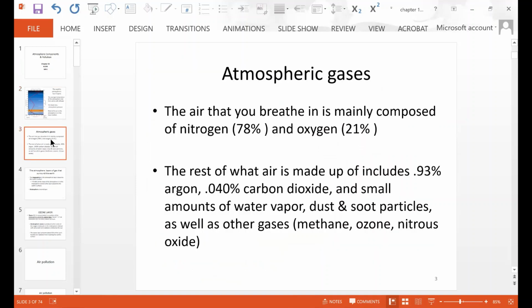The air that you breathe is mostly composed of nitrogen at 78% and oxygen at 21%. And the rest of what air is made of includes argon, carbon dioxide, and small amounts of water vapor, dust, and soot particles. And then there are some other gases like methane, ozone, and nitrous oxide.